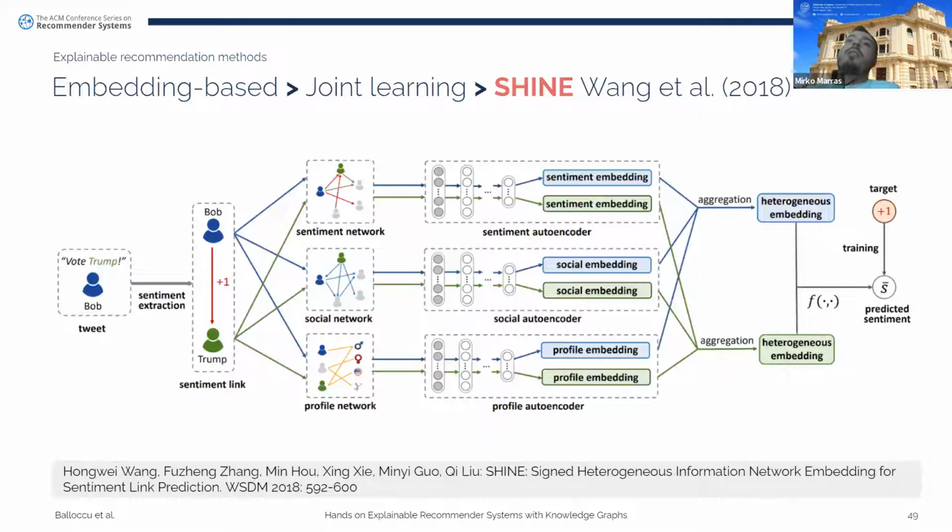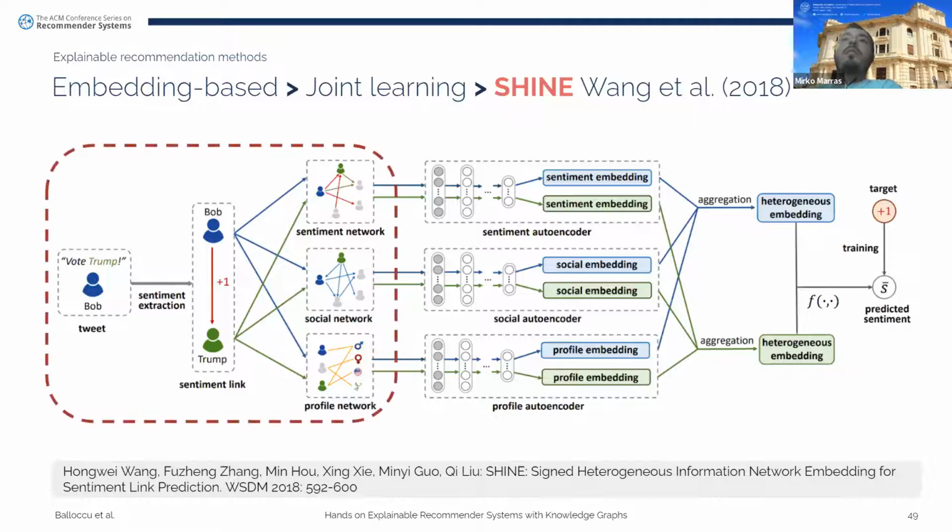Another example, Zhang et al. proposed SHINE, which formulates the user recommendation task as a sentiment link prediction task between entities in the knowledge graph. In general, the whole framework consists of 3 major components. For each tweet mentioning a specific celebrity, they first calculate the associated sentiment and represent the user and the celebrity in this sentiment link by using their neighborhood information from 3 constructed networks.